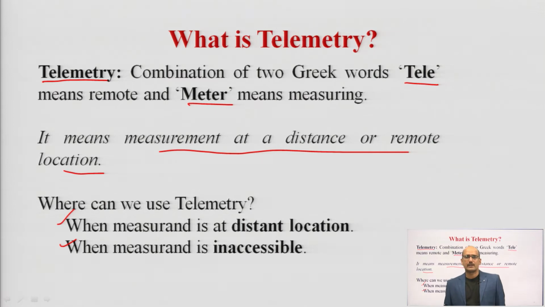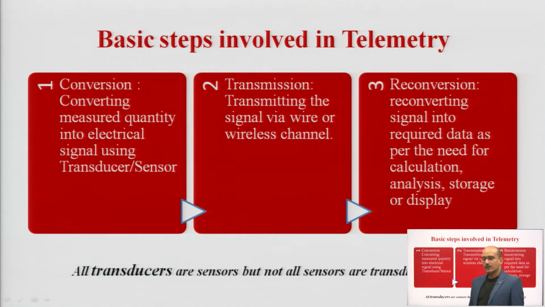liquid or something else, and in that condition it is not possible for a person to stay there to take the measurement. So, we place some kind of sensor or transducer there, and that collects the data and gives it to us. Here the point is clear, that particular point is inaccessible. So, the telemetry principle or telemetry system is going to directly help you with the distant location and the inaccessible point.